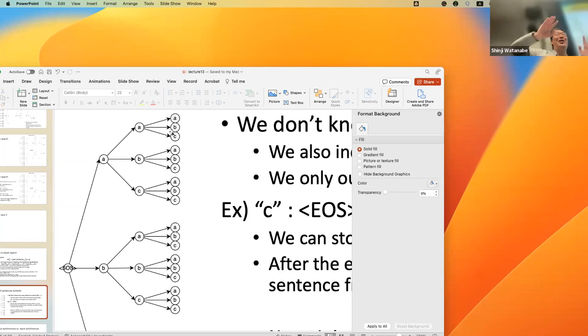keeping them in our stack, until we reach some other threshold. Let's say we keep working on this expansion until 10, and then we check the stack for hypotheses that reached the end of sentence, and finally sort them and get the best one.